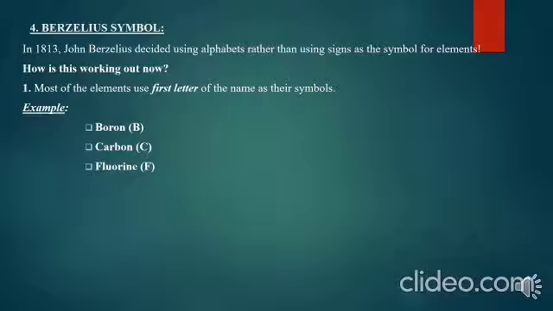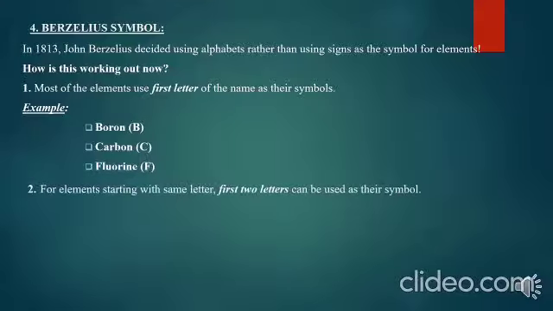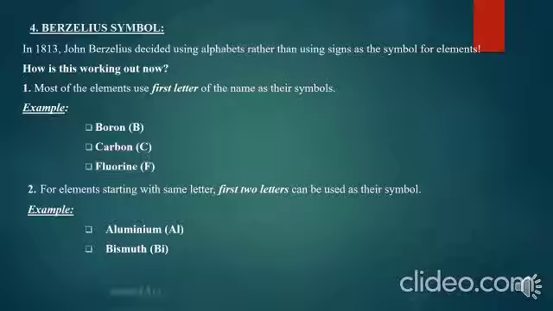Secondly, he identified that many other elements start with the same letter. So he decided to name those elements using the first two alphabets. The first letter will be in capital and the second letter will be in small. For example, we have aluminium as Al, bismuth as Bi, argon as Ar.